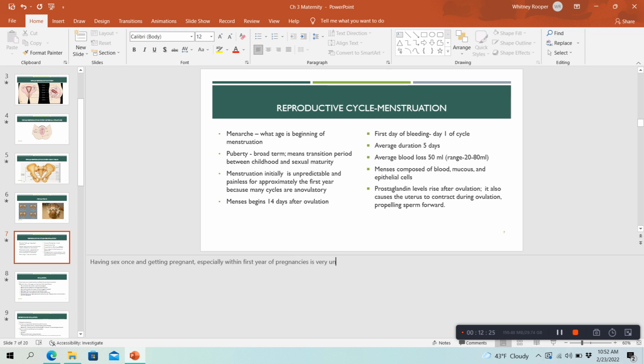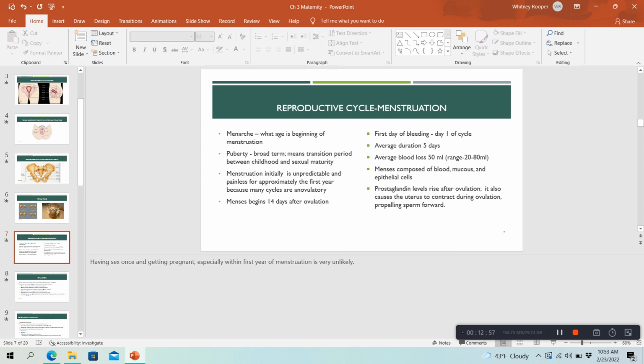Now, the first day of bleeding, the day the period starts, is day 1 of the cycle. Then you start counting: day 1, 2, 3, 4, 5, 6, 7, 8, 9, and so on. And the day that the next period starts, that's day 1 of the next cycle. So if you had 30 days, and then the next day your period started, you'd have a 30-day cycle. So from day 1 to the last day before bleeding starts again, that's the length of the cycle.